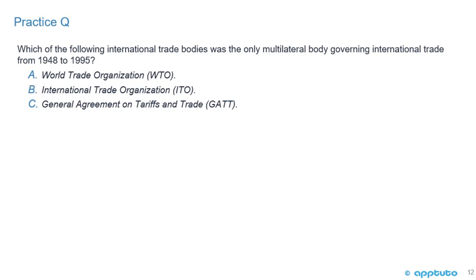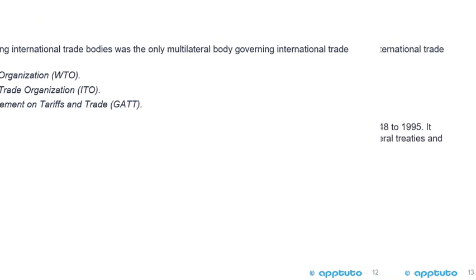And one last practice question to finish this LOS. Which of the following international trade bodies was the only multilateral body governing trade from 1948 to 1995? A, the World Trade Organization, B, the International Trade Organization, or C, the General Agreement on Tariffs and Trade, GATT?